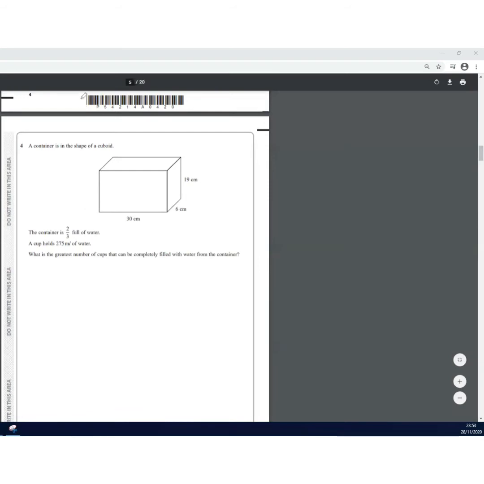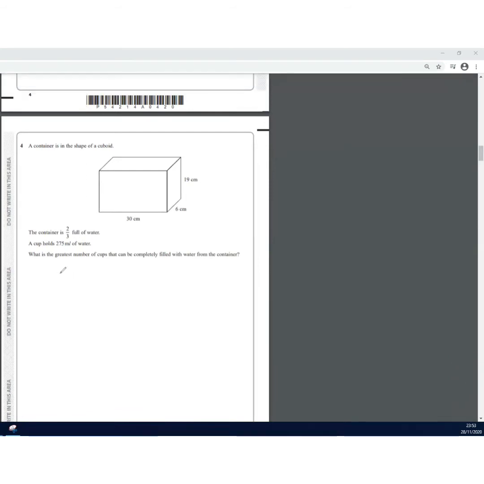So first thing, we can figure out the total volume of the cuboid, which is quite easy to find. That is length times width times height. So the volume of the cuboid will simply be 30 times 6 times 19, which can be found using a calculator because it's a calculator exam paper. Hence, my answer shown in the calculator is 3420 centimeter cubed.